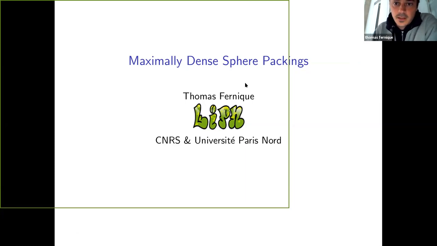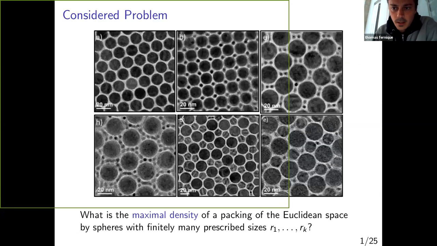I will speak about density in sphere packing. So I think it's the first talk about this. I've seen that there is another talk by Zhen Zhang, maybe tomorrow, about density. So I will motivate the talk.